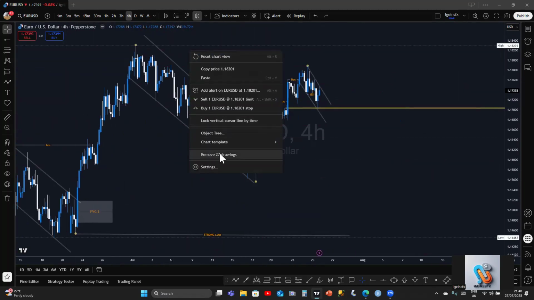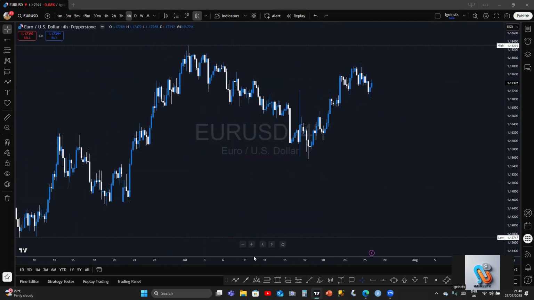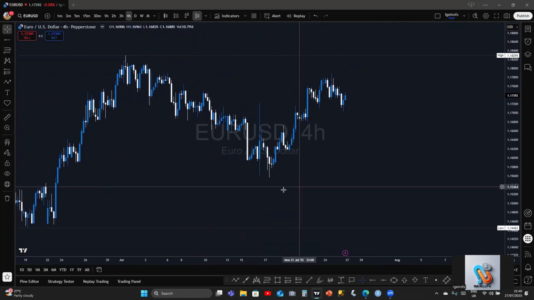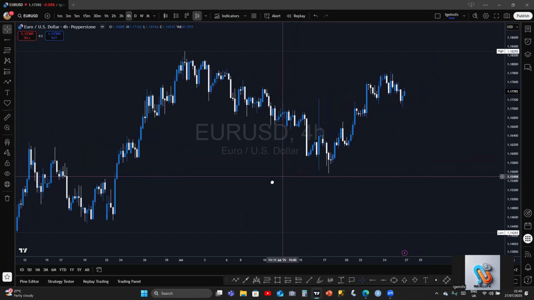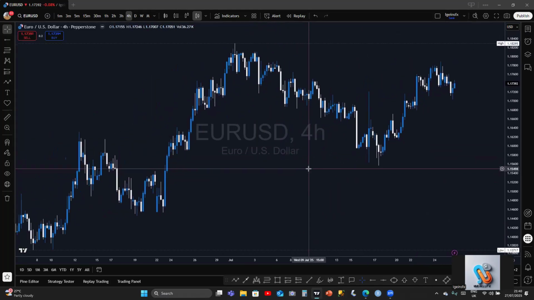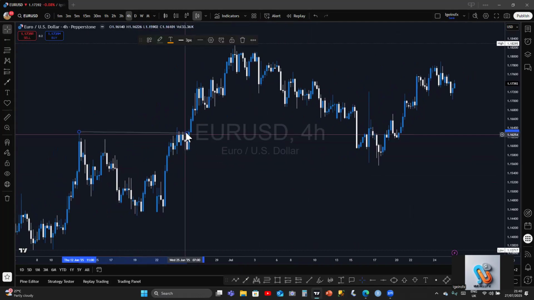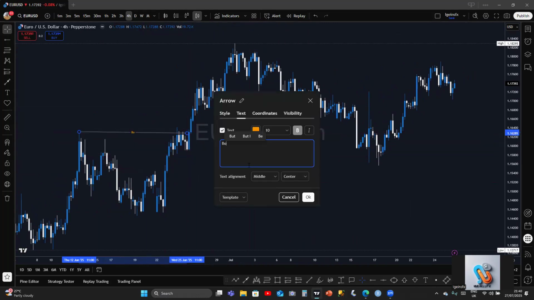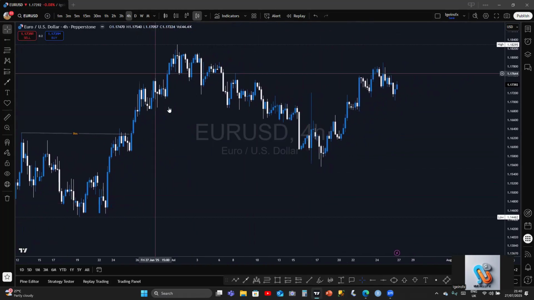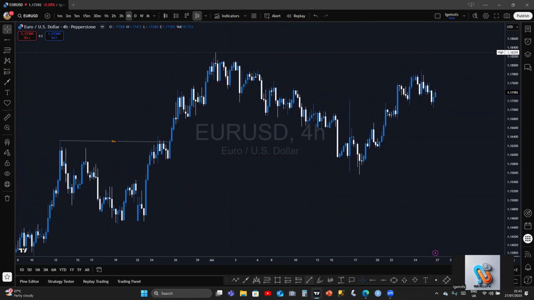So if you scale down, let me clear all those things so that everything is fresh. This was the break of structure here, all right? Break of structure. And price created a high. This is the obvious break of structure, the obvious one.